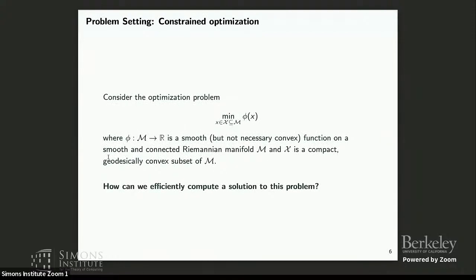So in this talk, as I said, we will focus on constraint optimization. So just to clarify the class of problems that we're looking at. So we have a function defined on a Riemannian manifold, which we assume to be smooth, but not necessarily geodesically convex. So we will see that some of the results also apply to geodesically non-convex functions. And we require that the minimum of the function that we're trying to compute lies in a compact and geodesically convex subset of the manifold, which we will denote as script X. And our goal is to efficiently compute a solution to this problem.